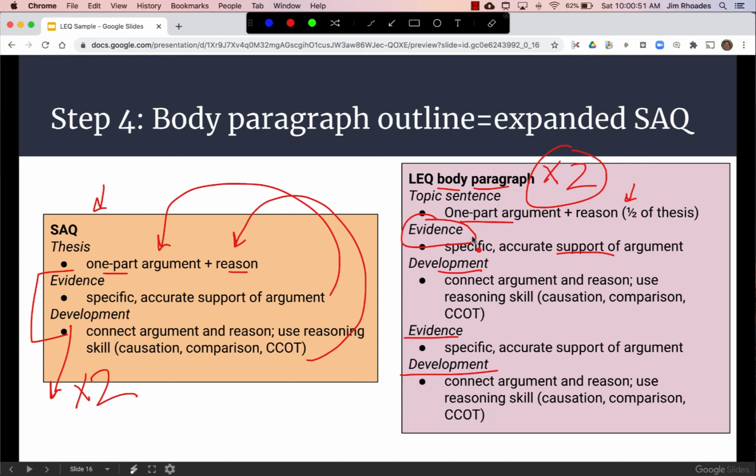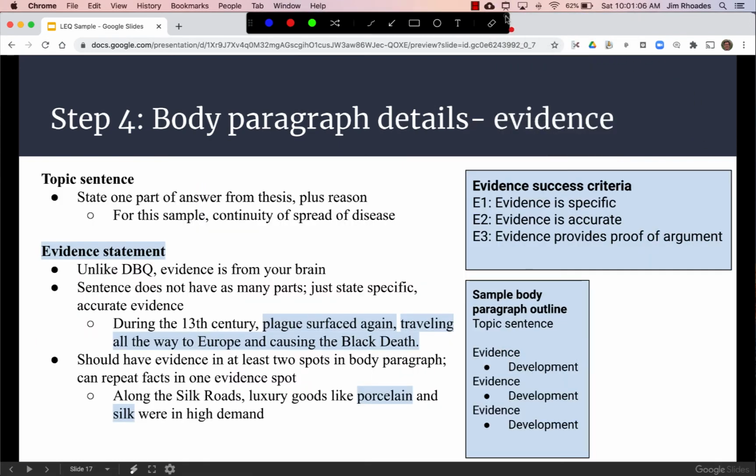But the success criteria for this evidence and development is basically the same thing. The only difference when I get to development is it needs to be a bit more expanded in an LEQ because the response is expected to be more in-depth. So now we'll look at what that evidence can look like. So here's that same note about what the evidence does.